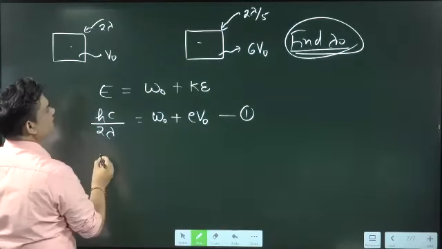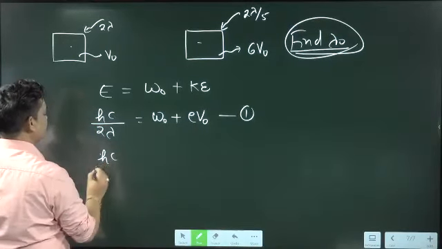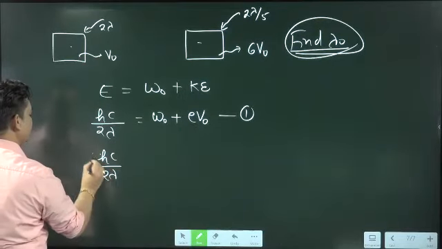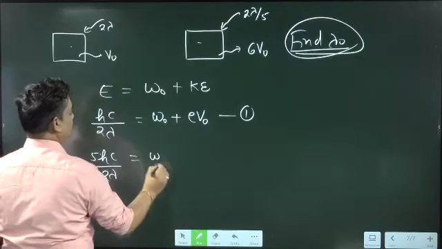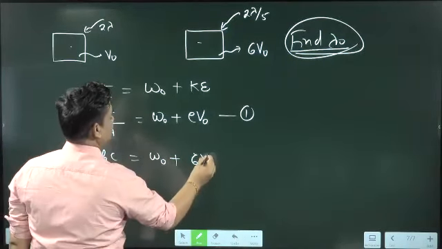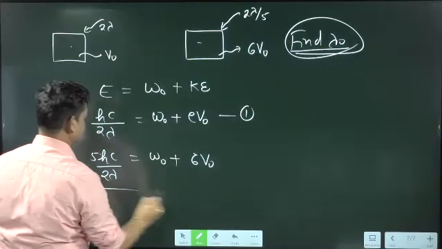So Hc by 2 lambda equals W naught, which we have to find, plus KE. KE I can write as EV naught, equation number 1, okay? Your answer will not change. Now when it becomes Hc by 2 lambda by 5, it equals W naught plus, this becomes how much? 6 V naught.